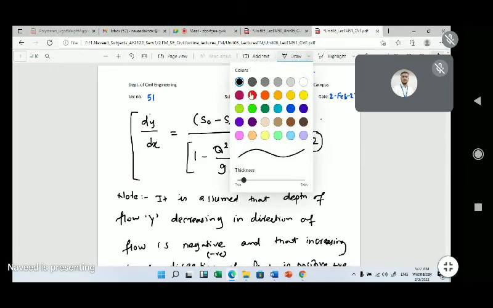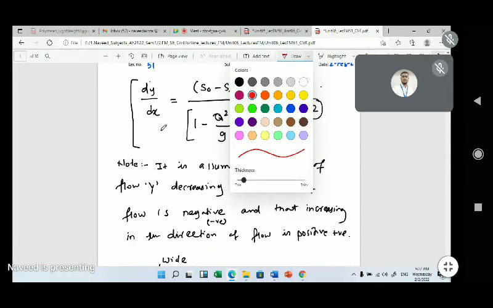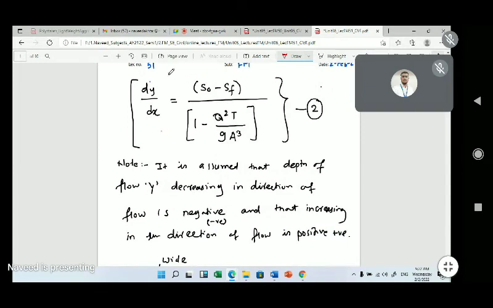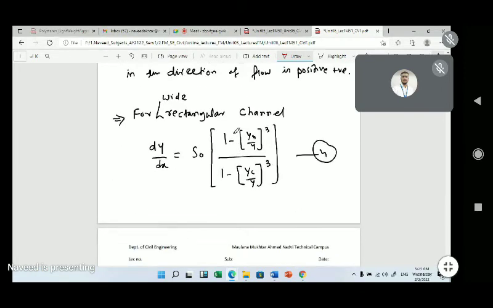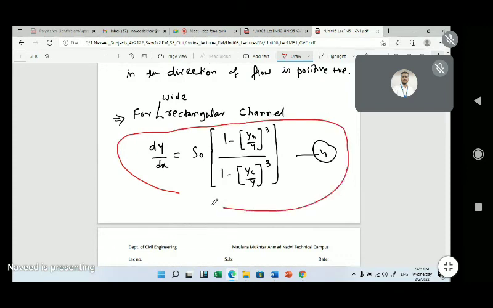I will change the color. We have derived this equation for the non-prismatic channel when geometry is not defined. Then you can come to the wide rectangular channel. This is the equation for the wide rectangular channel.